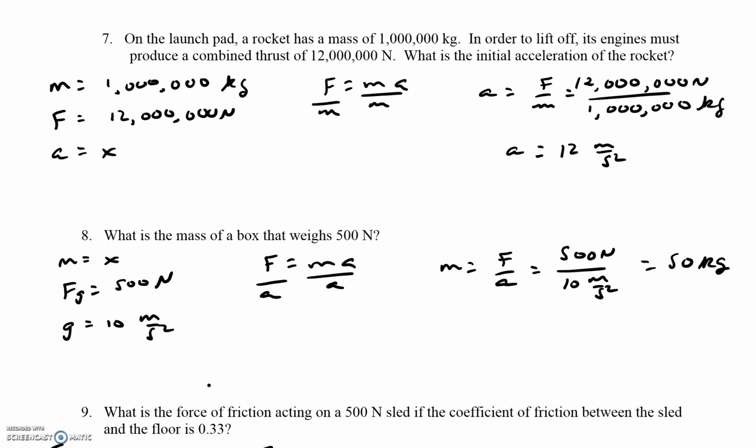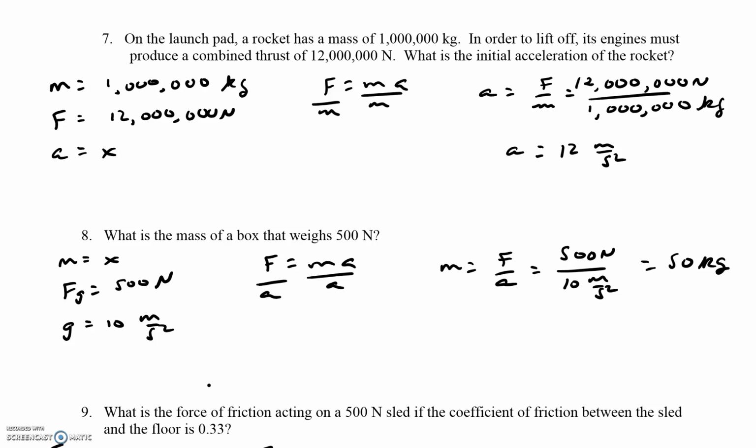Number 7 says on the launch pad, a rocket has a mass of 1 million kilograms. In order to lift off, its engines must produce a combined thrust of 12 million newtons. What is the initial acceleration of the rocket? So we're going to take our acceleration equals force divided by our mass. So we've got 12 million divided by 1 million. So our acceleration is going to be 12 meters per second squared.